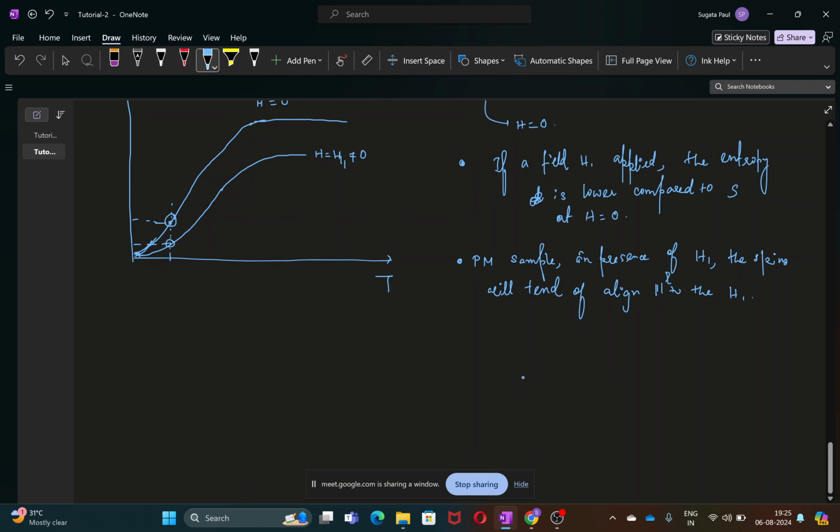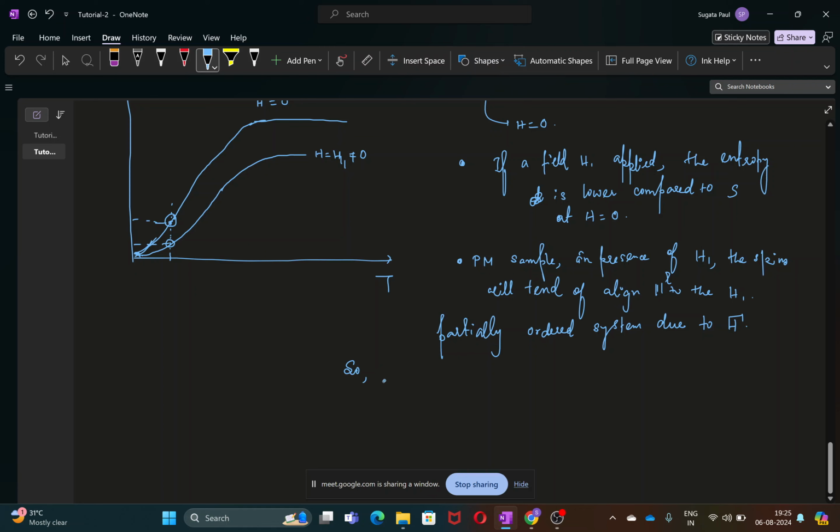So because of that, there will be introduced some partial order in the system. Not fully, because there will always be some real temperature instability present in real systems, but there will be a partial order that will be effective in the system. So, a partially ordered system, and this happens due to the magnetic field that is being applied.